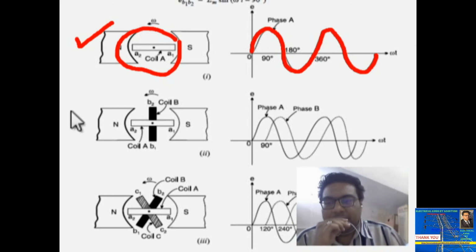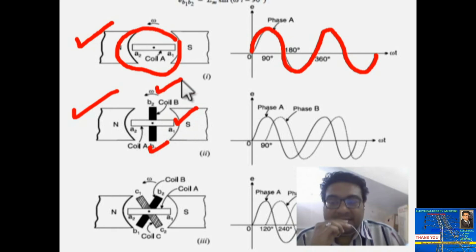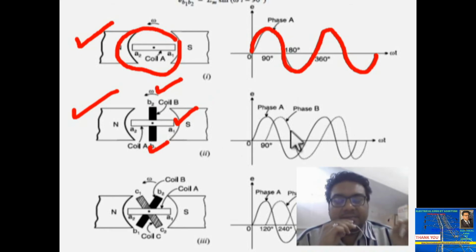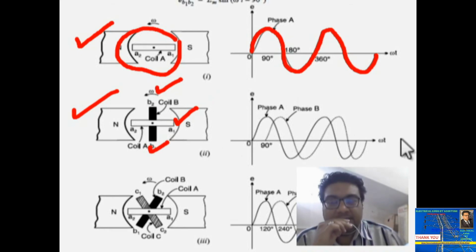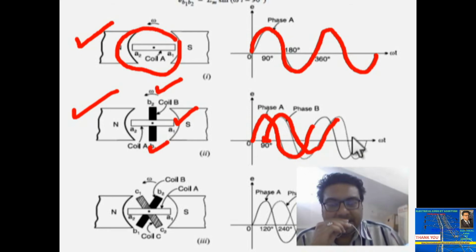And then guys, in the second diagram you can see there are two coils placed at 90 degrees. This is the first coil A1, A2, and this is another coil B1, B2, and these are placed perpendicular, at 90 degrees. So guys, this is called a two-phase system. Here the phase difference between the two EMFs will be 90 degrees. You can see this is phase A, which starts from 0, and after a 90 degree phase difference, the second phase starts. The second EMF will start, you can see over here.